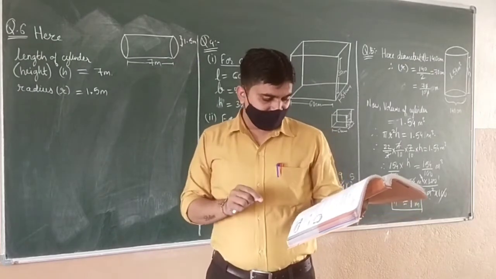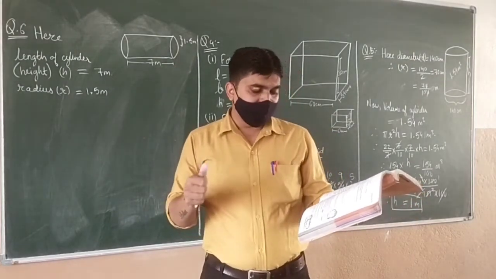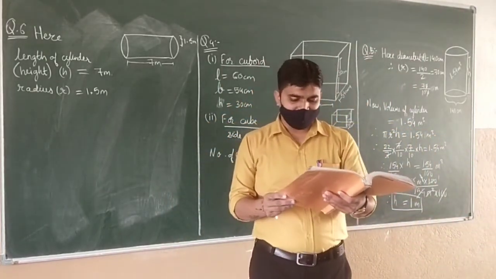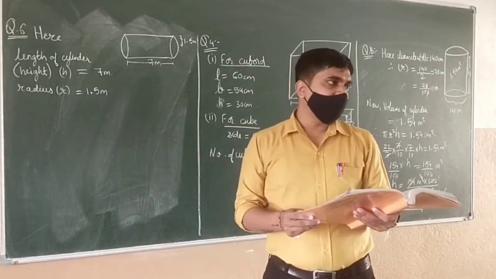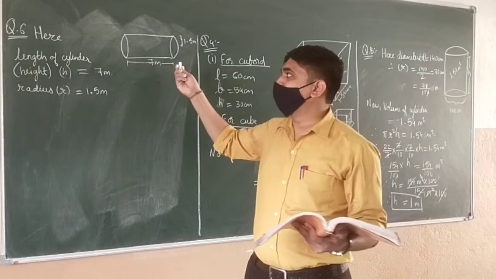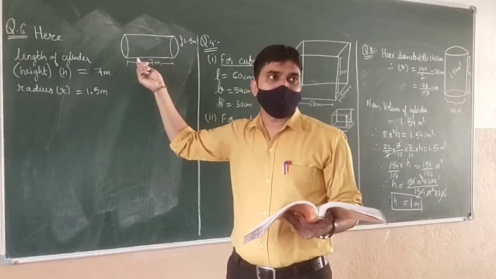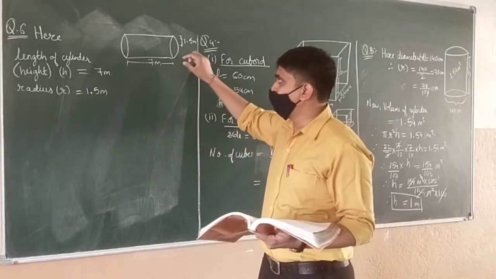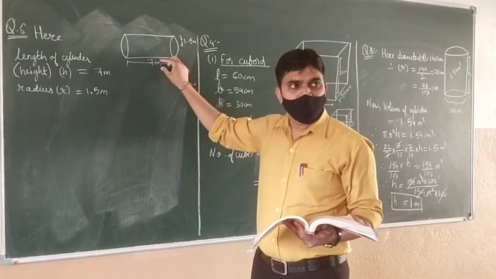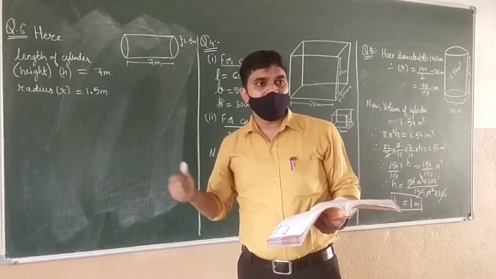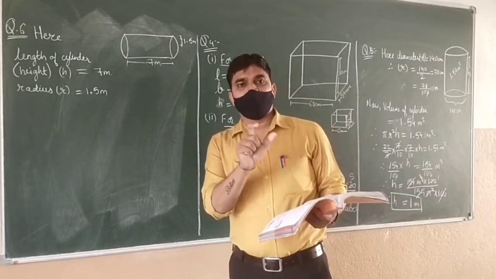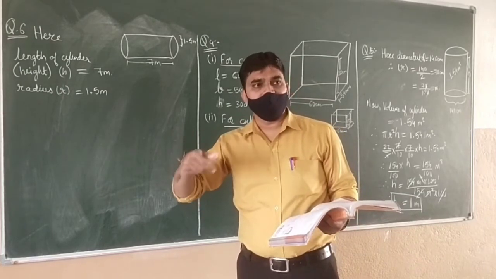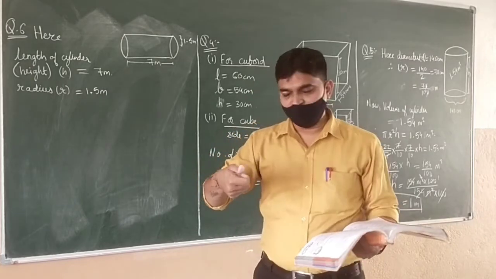Understood? Now we are supposed to find the quantity of milk in liters that can be stored in the tank. How much milk will fit inside this, that we are supposed to find out. Now the quantity must be in liter. The measures they have given us are in meter. So first we will find the volume in meter cube, and then there is one formula which we are supposed to keep in mind so that you can convert meter cube into liter.